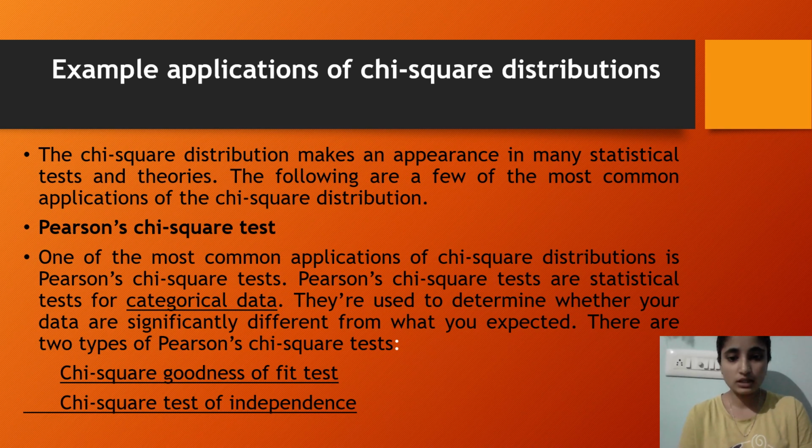Pearson's chi-square tests are statistical tests for categorical data. They are used to determine whether your data are significantly different from what you expected. There are two types of the Pearson's chi-square test: chi-square goodness of the fit test and chi-square test of independence.